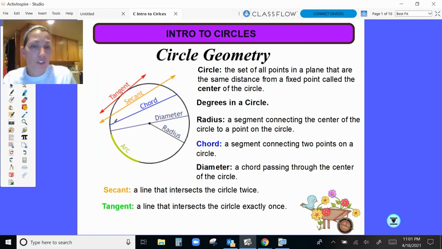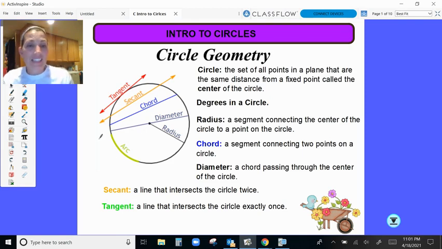A chord right here, so notice the difference between a chord, a secant, and a tangent. A chord is a segment, a secant and tangent are a line, okay? A chord is a segment, and the endpoints of that segment lie on the circle. A diameter is actually also a chord. It just happens to be a special chord because the diameter passes through the center. Okay, so it's a special chord because it passes through the center.